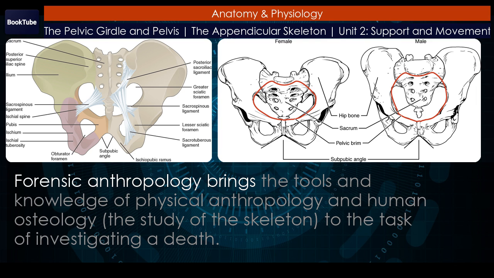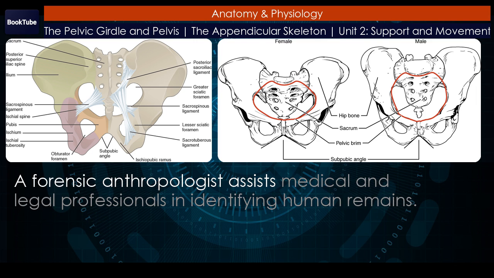Forensic anthropology brings the tools and knowledge of physical anthropology and human osteology, the study of the skeleton, to the task of investigating a death. A forensic anthropologist assists medical and legal professionals in identifying human remains.